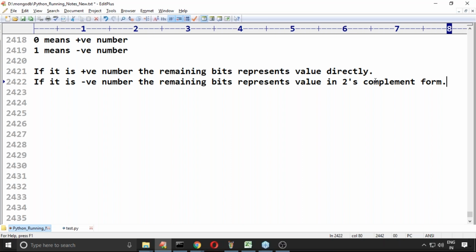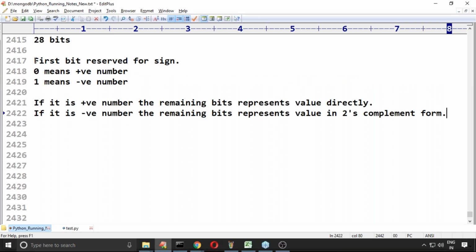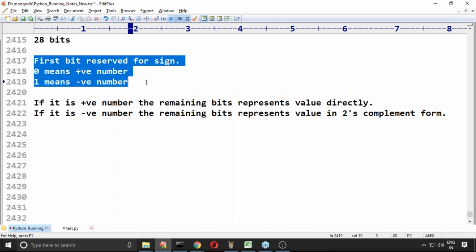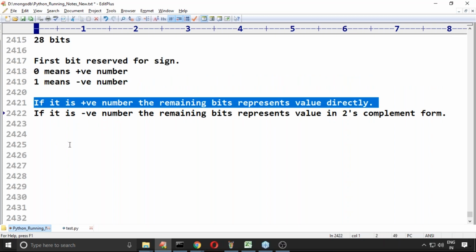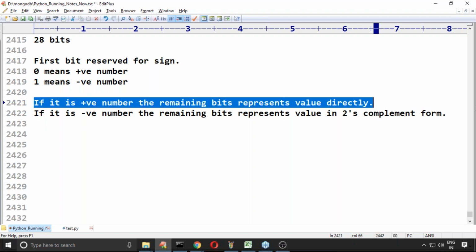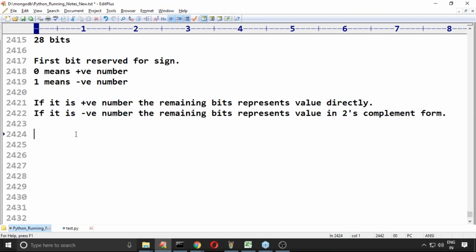But anyway, being a programmer, you are not required to worry about these internal things. Please observe carefully. 1 bit is reserved for sign. 0 means positive number, 1 means negative number. If it is a positive number, the remaining bits represent the value directly. If it is a negative number, the remaining bits represent the value in 2's complement form. Any doubt? Please respond. Yes. The people who don't know about complements, better to sleep well for a few minutes.